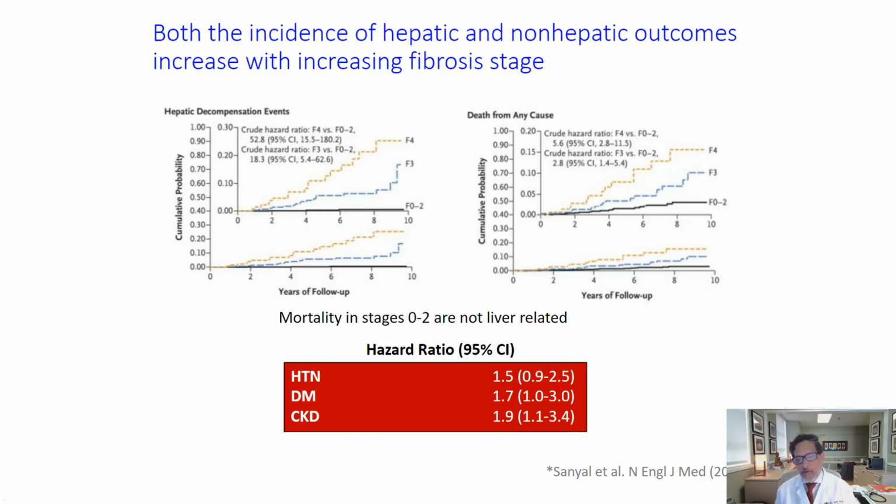Now, the other thing we have learned is that as the liver disease progresses, the incidence of non-liver related outcomes also increases. And from this study, we see that the hazard ratio for development of hypertension, new onset hypertension, diabetes, and chronic kidney disease in people with stage 3 and 4 compared to stage 0 to 2 is significantly increased.